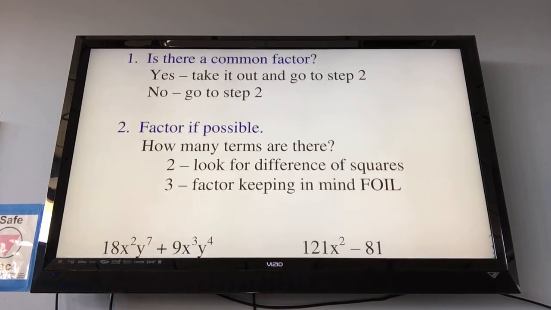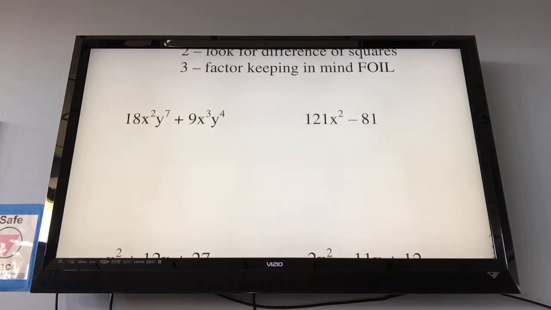You're going to factor if possible. How you approach the factoring depends on how many terms there are. If there are 2 terms, you're going to look for what we called several times a difference of squares. And if there are 3 terms, you're going to factor keeping in mind FOIL. Now, on the assessment I gave you back today on the solving, you guys factored nicely, okay? So all those things you know about factoring, that's what we're going to use. So this is our approach, keeping those 2 steps in mind.